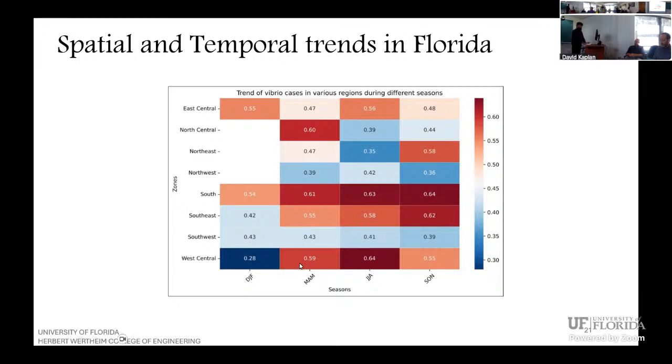And if we just look at Tampa Bay and Sarasota, they have a little lower correlation values, but still March to August are the seasons where we need to be careful while going to the oceans in the Tampa region. So these two, western and south, show how the Vibrio cases are increasing with every season over the past 20 years.